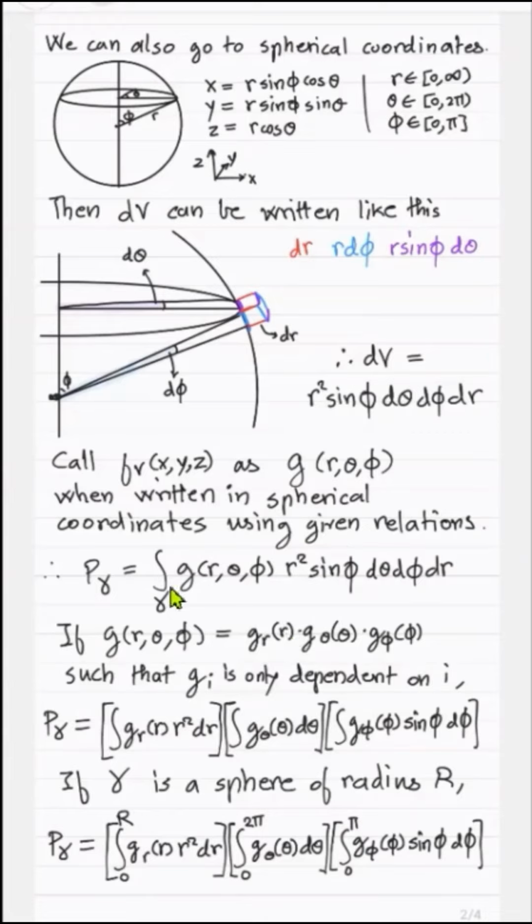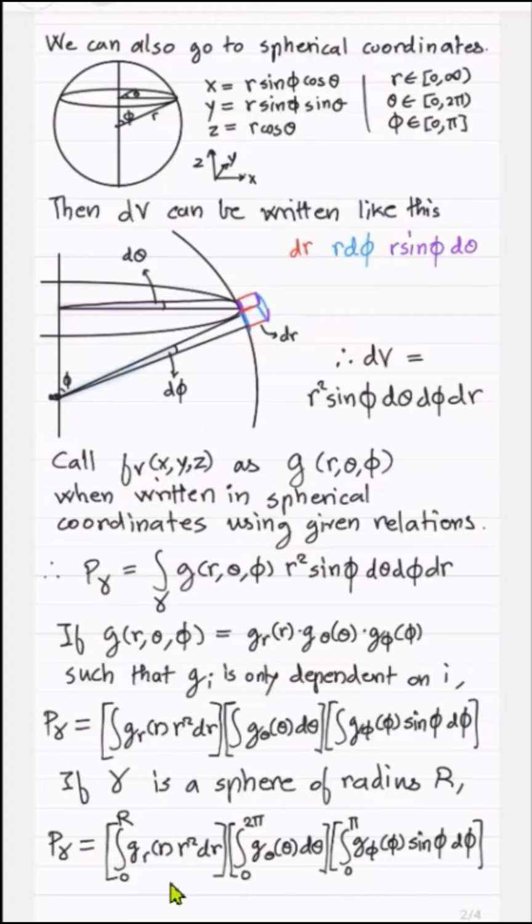Then you can separate this integral into three integrals and multiply those together. You can write it as the integral of g sub r of r times r squared dr, times the integral of g sub theta of theta d theta, times the integral of g sub phi of phi times sine phi d phi. This kind of separation requires some conditions, but they will be met if your gamma is a sphere of radius capital R. If it's actually a sphere of radius R, then you can definitely separate it. You'll get P sub gamma equal to this product of these three integrals.